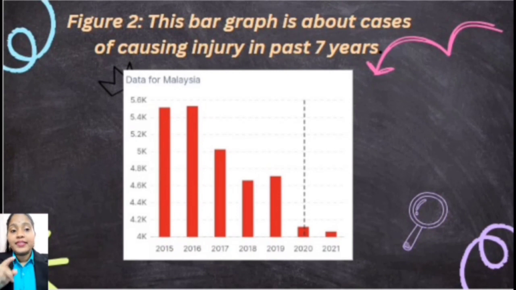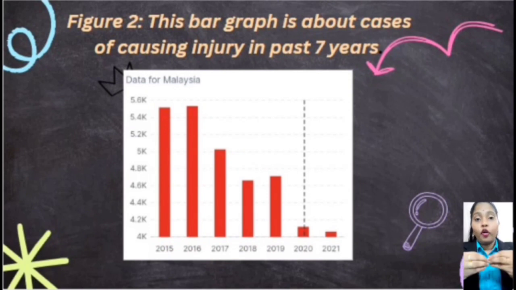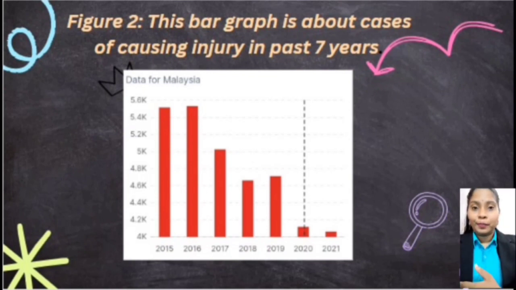Apart from that, it has been noticed that in 2021 the record is drastically lower than other years of cases of causing injury. On the other hand, the record for 2020 is slightly higher compared to 2021. The conclusion of the bar graph: it may be inferred that the most recorded cases of causing injury are in 2016, whereas the least recorded cases of causing injury are in 2021. Thank you. I pass to my second presenter.